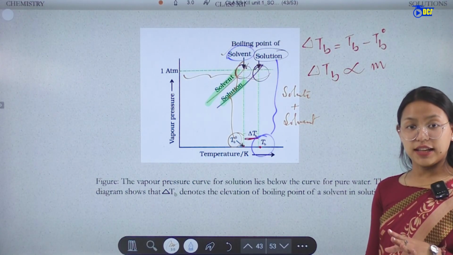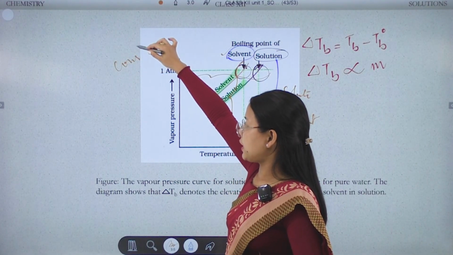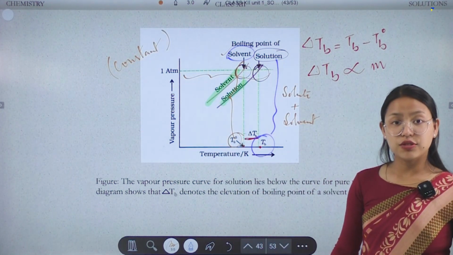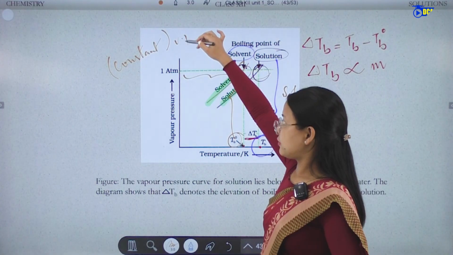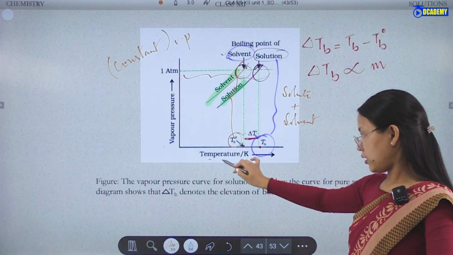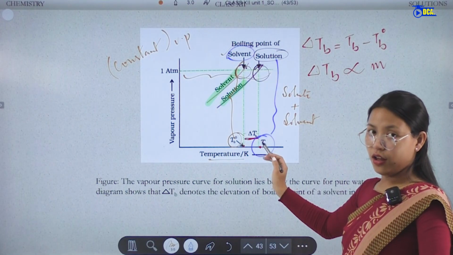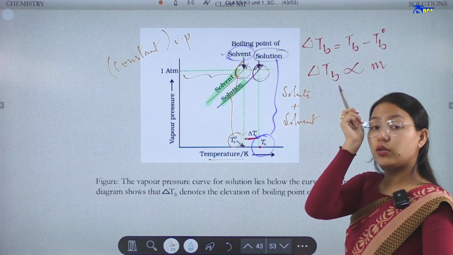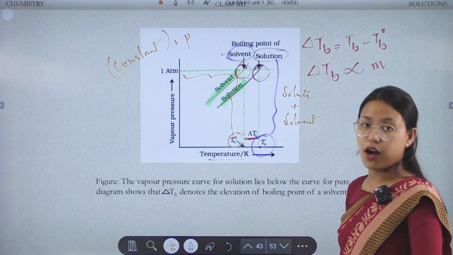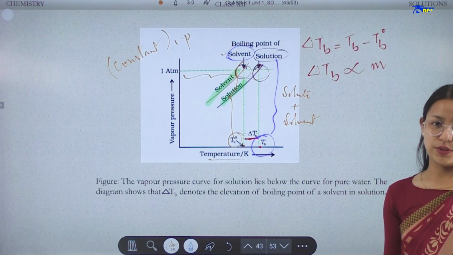The vapor pressure is constant, so the only thing that changes is the temperature. For the pure solvent, the temperature does not change, while TB changes. That means it increases. So the elevation increases, and that is the proof.